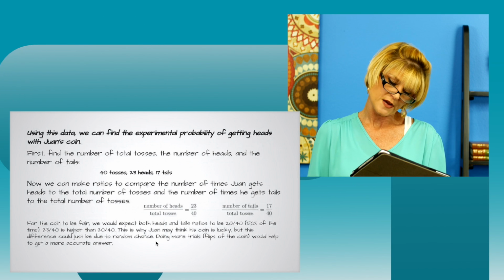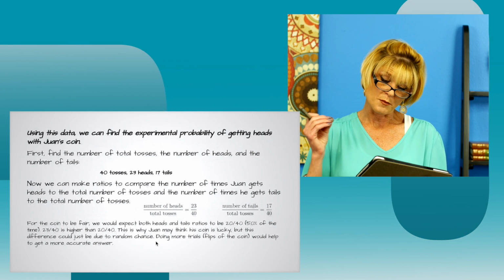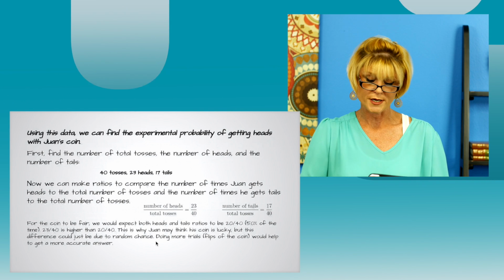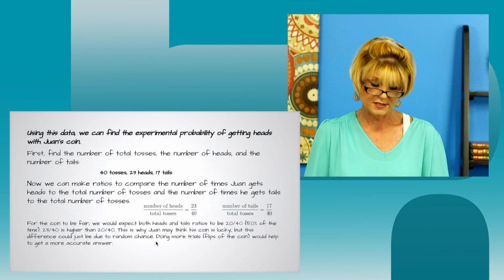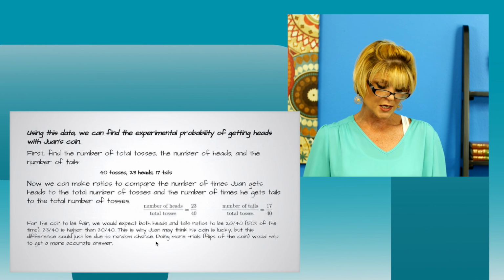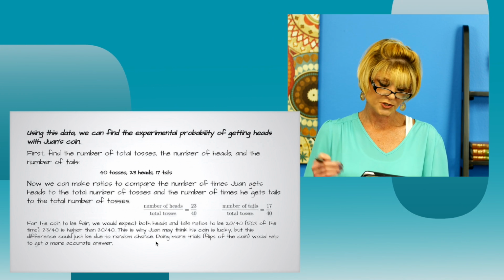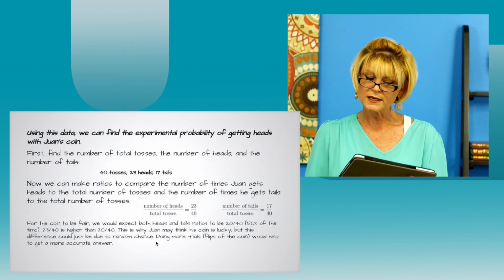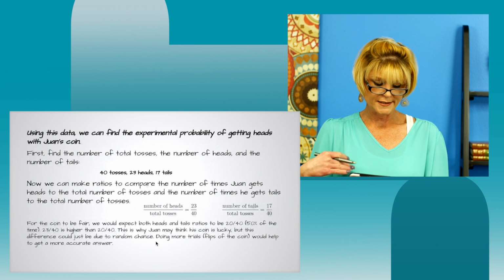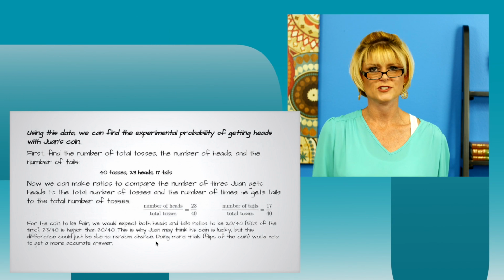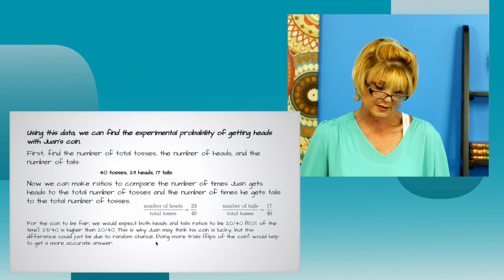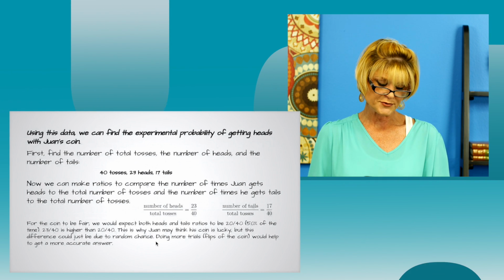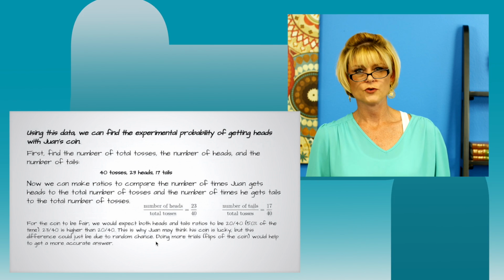For the coin to be fair, we would expect that both the heads and tails ratios would be 20 over 40, or 50% of the time. It actually came out to be 23 over 40, and that's higher than 20 over 40. That's why one may think his coin is lucky. But this difference could be due just to random chance, basically. Doing more trials, flipping it a few more times, would definitely help to get a much more accurate answer.